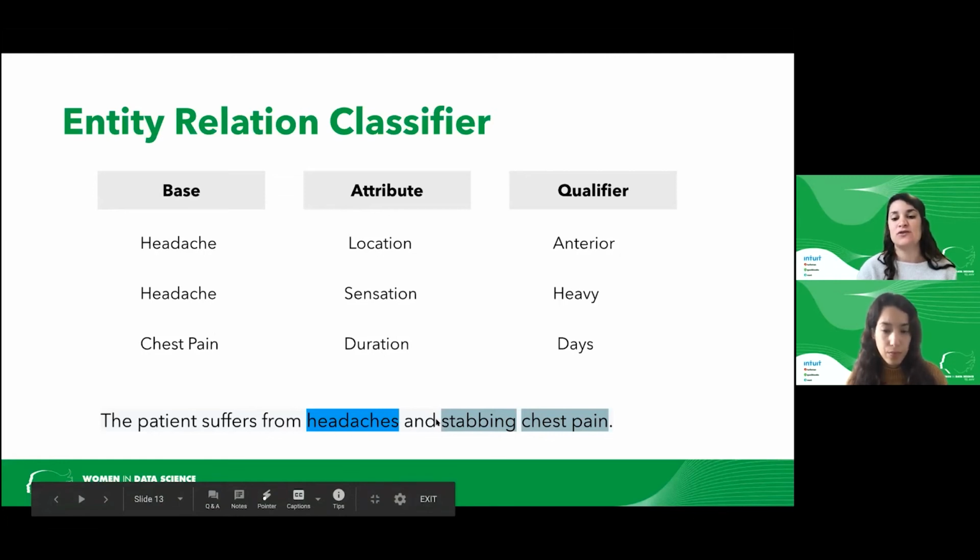So we would like to build an ML model that gives us a classification for two entities, whether these two entities are related or not. In this case, we would like the model to tell us that chest pain and stabbing are related, but headache and stabbing are not related. So how do we build such a model?